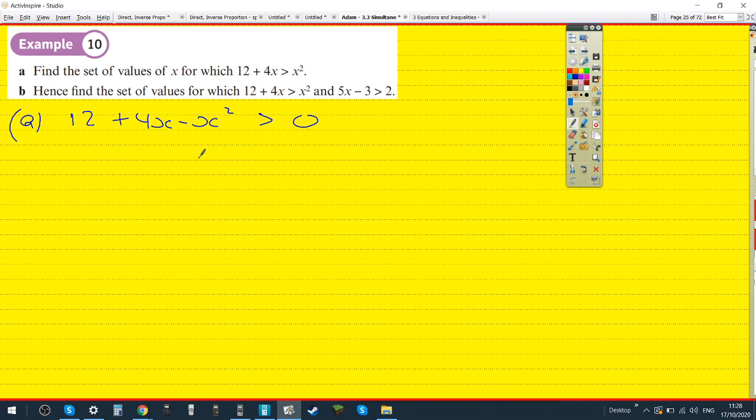And it's the first one. So it'd be minus 1, 4, and 12. So the answer to that is minus 2 is lesser than x, and x is lesser than 6. Okay. Question B.